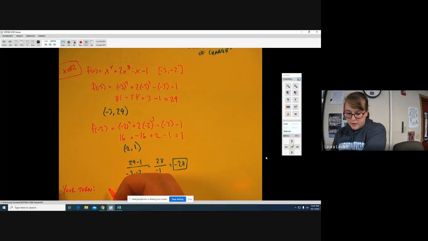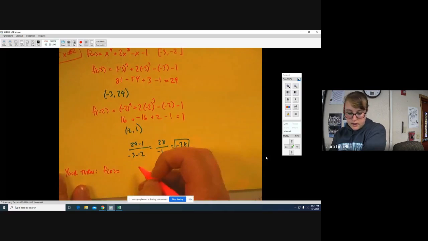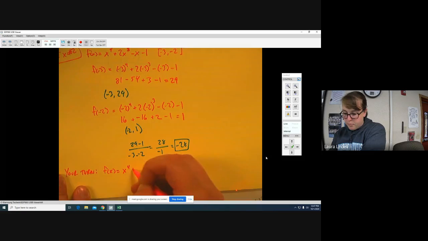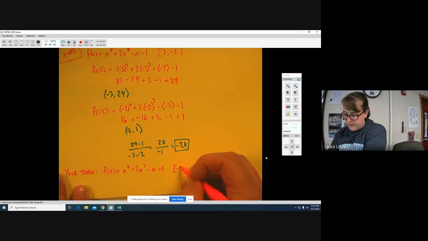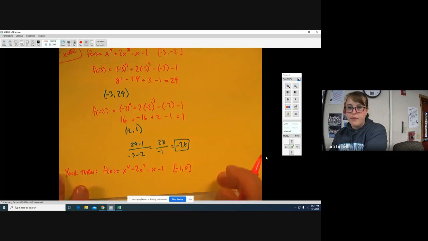All right, so your function is f of x equals x to the fourth plus 2x to the third minus x minus 1. Oh, it's the same function. That's funny. Then we'll do, on the interval instead this time, -1 to 0.